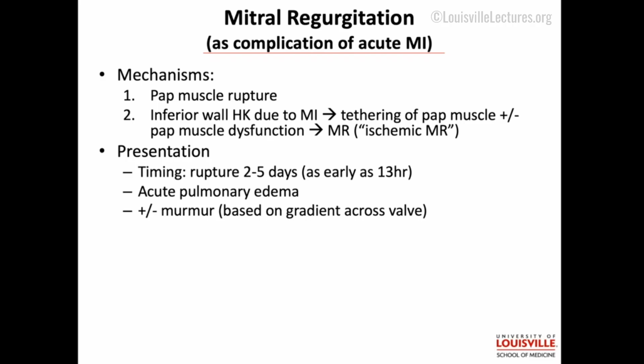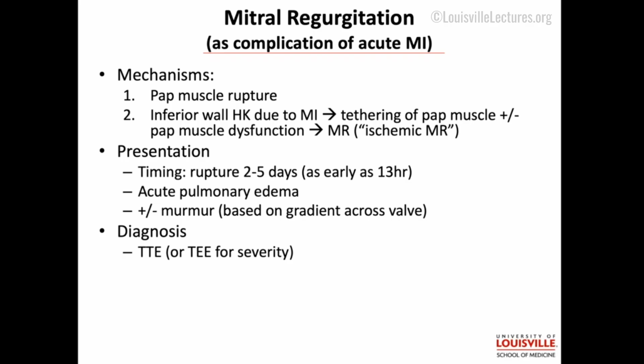The timing for all of these mechanical complications, especially the ruptures, is about 2 to 5 days. That's again because of this inflammatory infiltrate. And if it's mitral regurgitation you're dealing with, you should have raging pulmonary edema because all of a sudden a lot of the LV outflow is going backwards into the lungs. You may hear a murmur, but you may not. If it's really wide open and you don't have turbulent flow across the mitral valve, you may not hear a murmur. You, of course, need to put an echo probe on the chest.